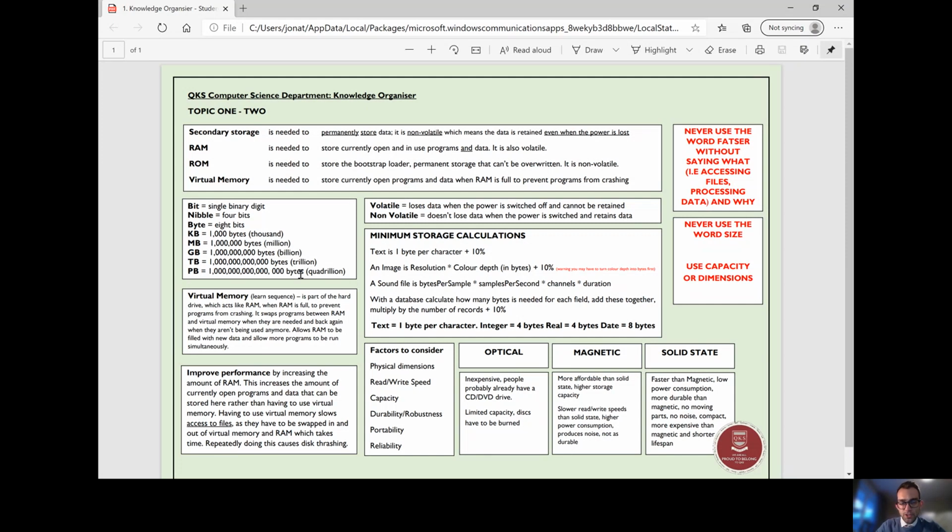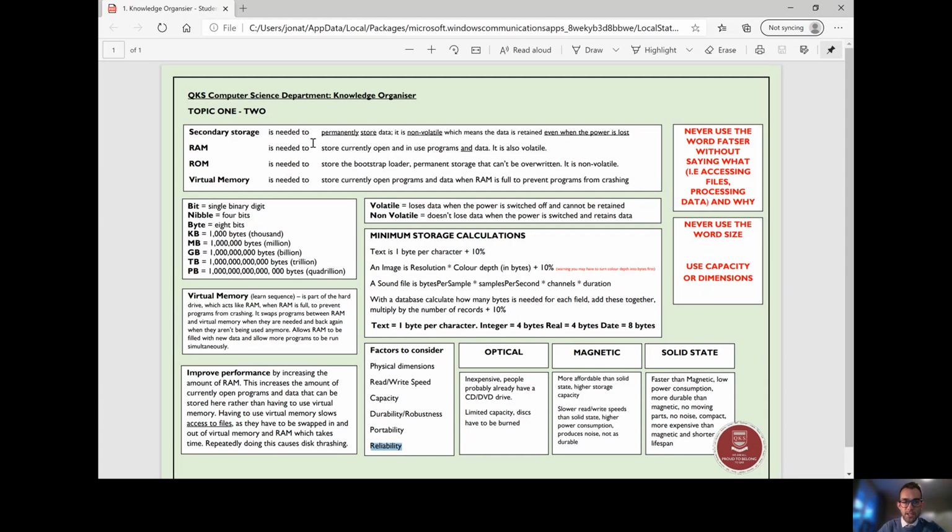Factors to consider when purchasing secondary storage. So we've got those listed here. So physical dimensions, we don't use the word size. We either use the word capacity or dimensions. So another thing you could consider when purchasing a secondary storage device is capacity, its read-write speed, its durability or robustness, its portability, its reliability, its compatibility. So there's loads of different factors to consider. Make sure you can recall 4 or 5 off the top of your head.